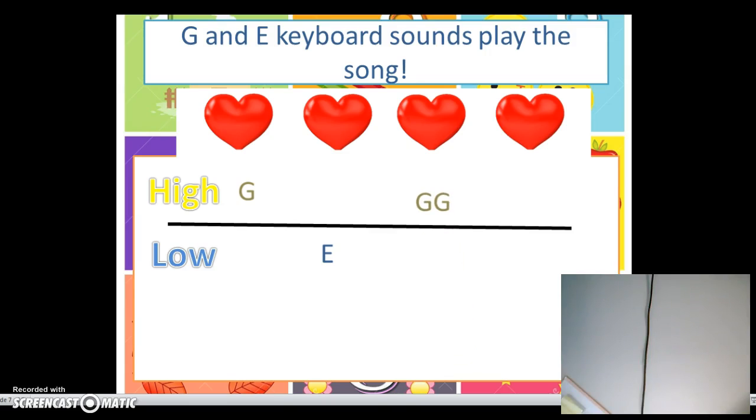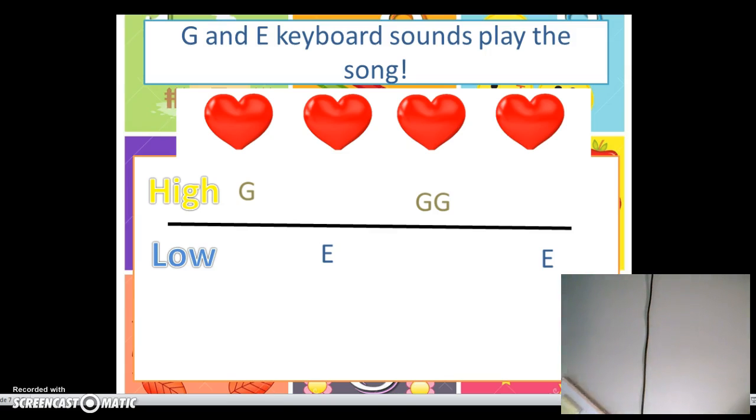Good job. All right, so the last sound that we have is a low sound. Is that going to be a G or an E? So for shoe, is that going to be a G, which is a high sound, or an E, which is a low sound? What comes next, G or E? E, you're correct. So now for our counting song, it sounds like this. G, E, G, G, E.